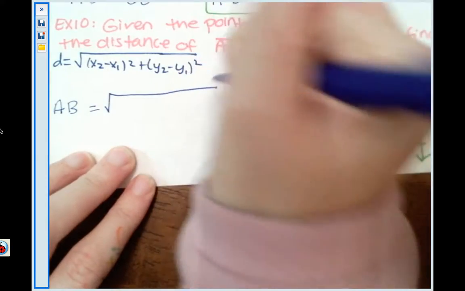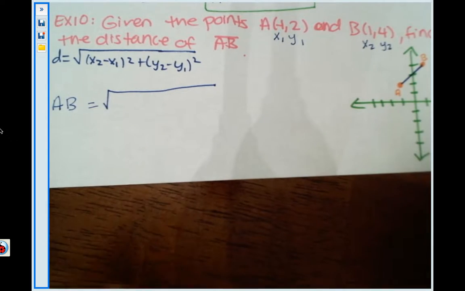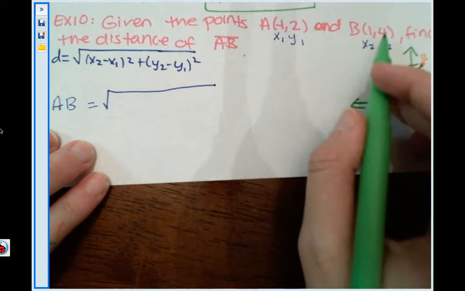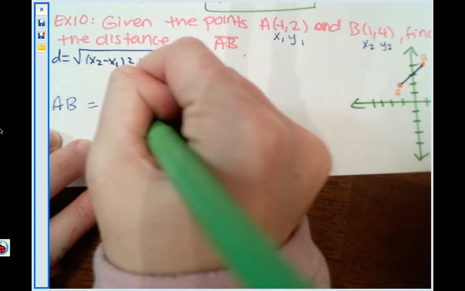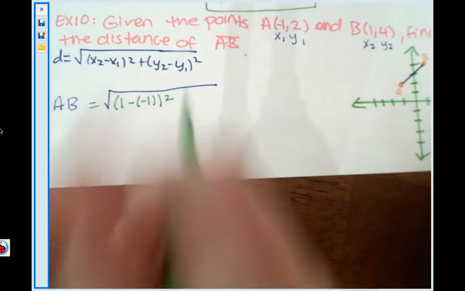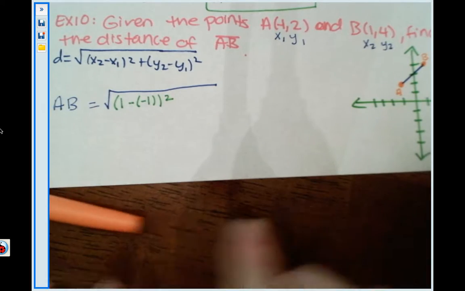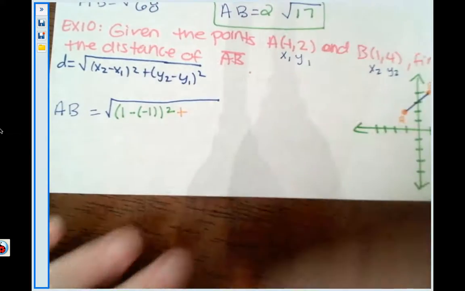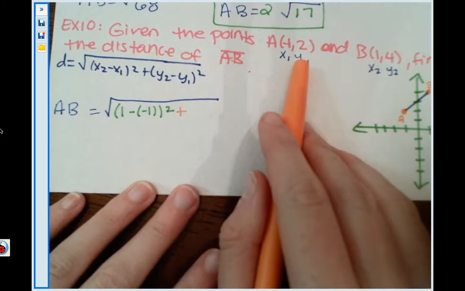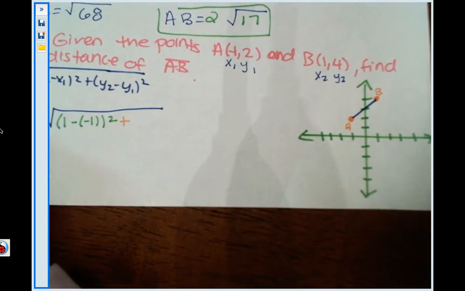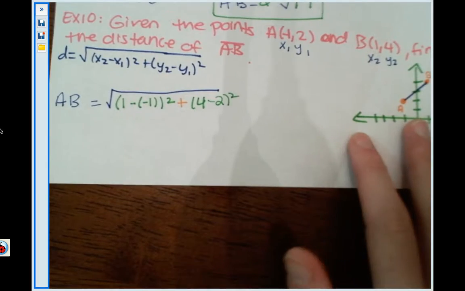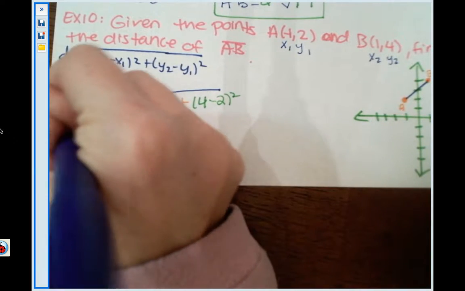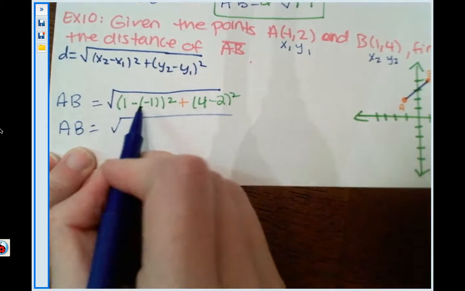So this will be the square root of my x2 minus x1. My x2 is 1, and my x1 is -1. So this will be 1 minus -1, and then we're going to square that thing. And then we're going to add it to our y's being subtracted and squared. So plus my y2, which is 4, minus my y1, which is 2. So 4 minus 2.